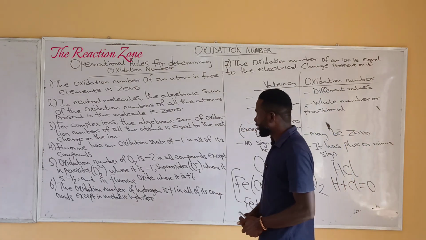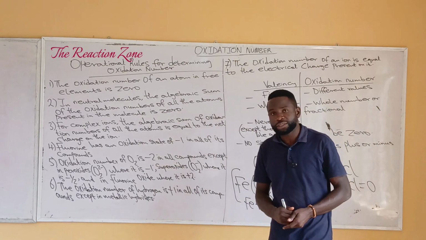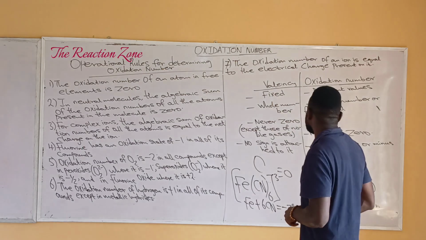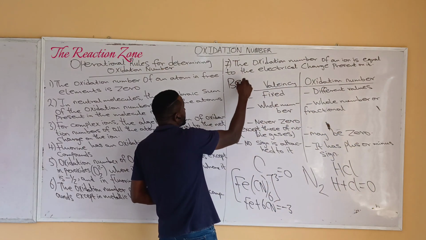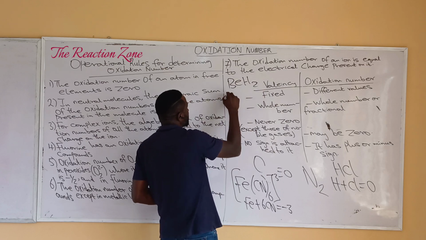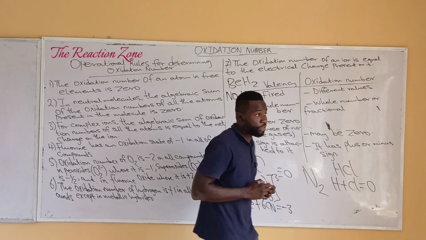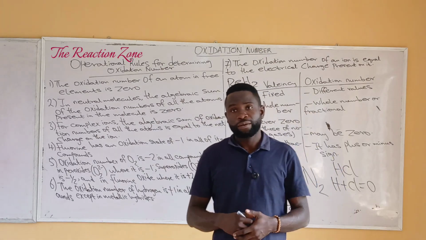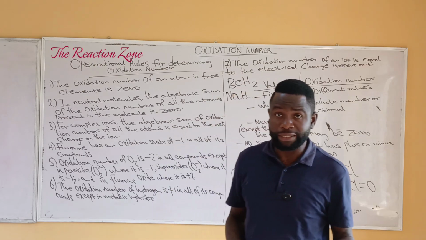The next one is that the oxidation number of hydrogen is +1 in all of its compounds except in metallic hydrides. Examples of metallic hydrides are beryllium hydride and sodium hydride. A metallic hydride simply refers to a compound that has 2 components, hydrogen and a metal.